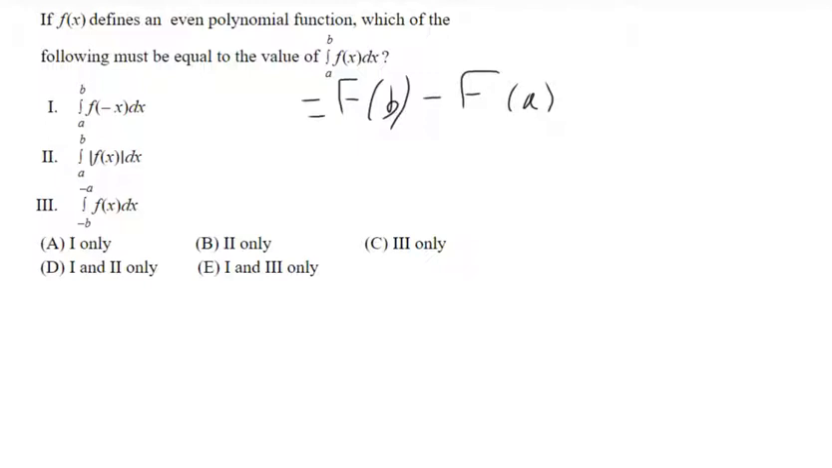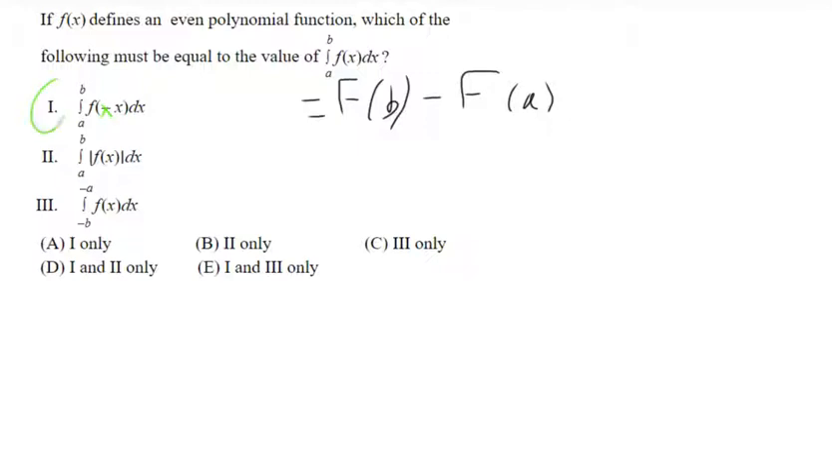And now let's take a look at our choices. So the first one, we're looking at the integral from a to b of f of negative x dx. Well, we're told that f of x is even. So as we just saw, I can cross out the negative. I can get rid of it. It's like it's not even there. I'll just put an x through it.